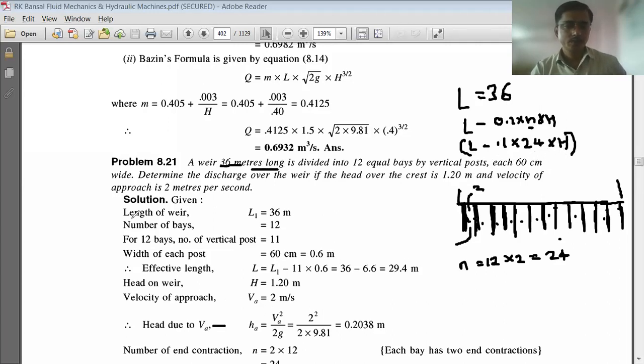So now let us write down the given things first. Length of the weir, number of bays 12. We don't need the posts here. Why do we need the number of posts?